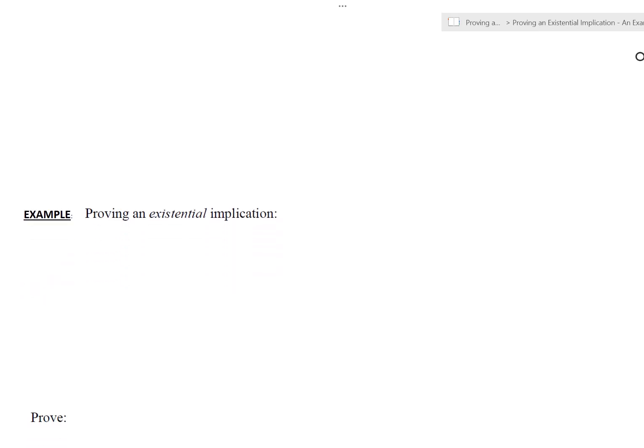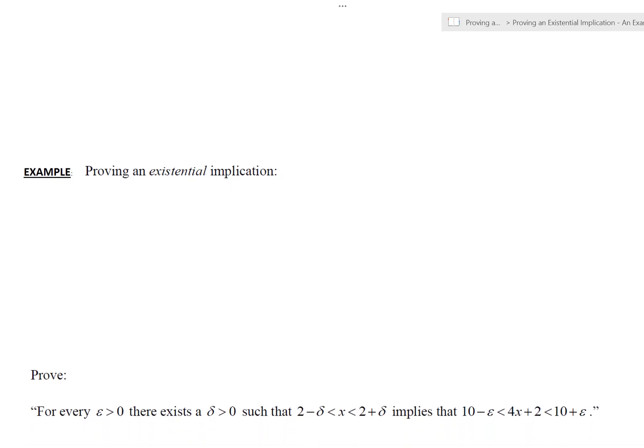What is that? Here's what we want to prove. This statement right here. What does it say? For every epsilon, remember that little symbol is epsilon, that's bigger than 0, there exists some other number, delta, such that this statement right here, x is between 2 minus delta and 2 plus delta, implies that this statement here is also true: 10 minus epsilon less than 4x plus 2 less than 10 plus epsilon.